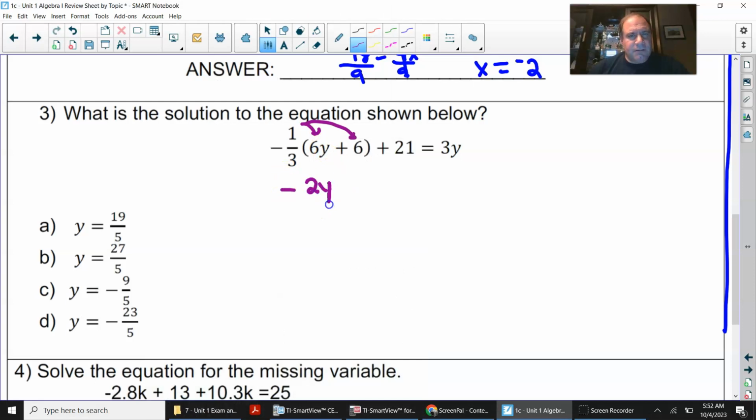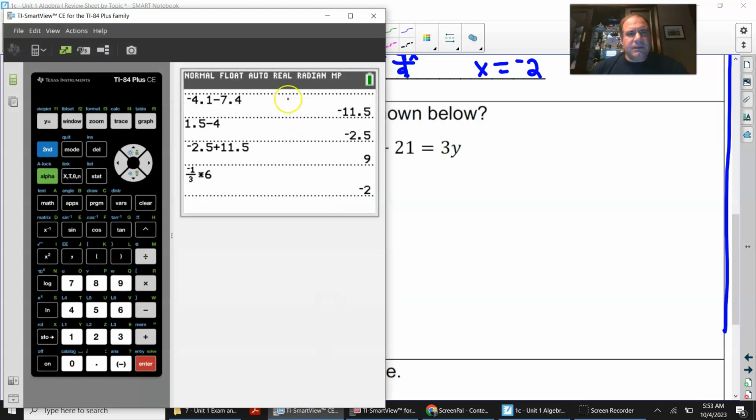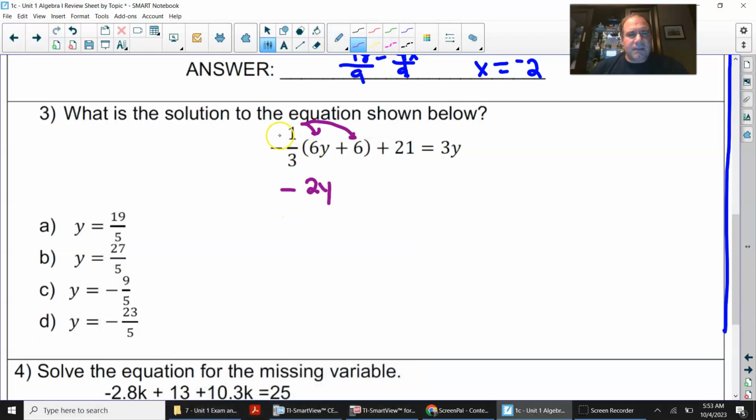And that's y. And then we're going to just do the negative 1/3 times 6 again. But we're not going to do it again because we know it's a negative 2. Right? Negative times a positive is negative. Just be careful. Plus 21 equals 3y.